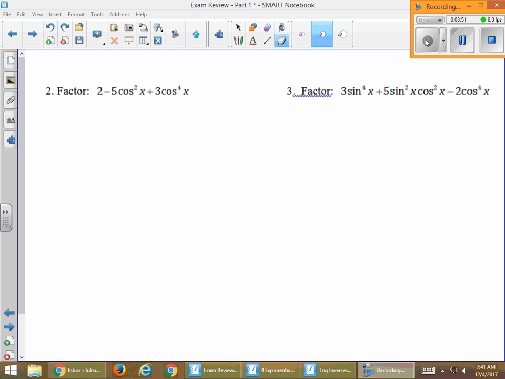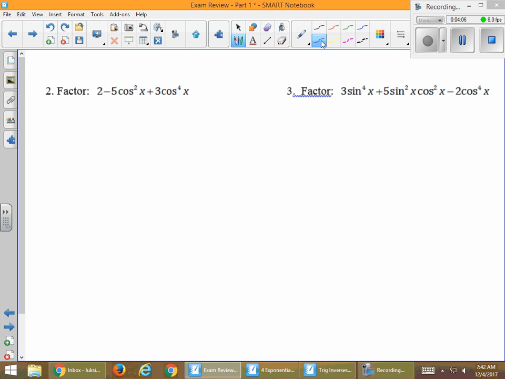Two and 3 are just factoring problems, and these could have been under the equations section as well. We use factoring a ton with trig proofs, though. So again, if you don't like factoring with cosine, substitute in a u. So I'm going to have u equal cosine. And really here, since your middle term is a squared, we can let u equal cosine squared. And that might be a little easier for you to factor with.